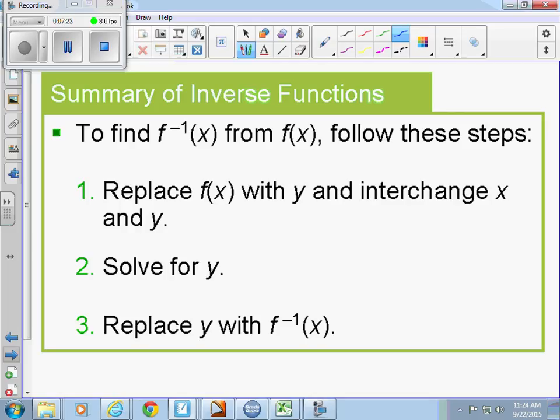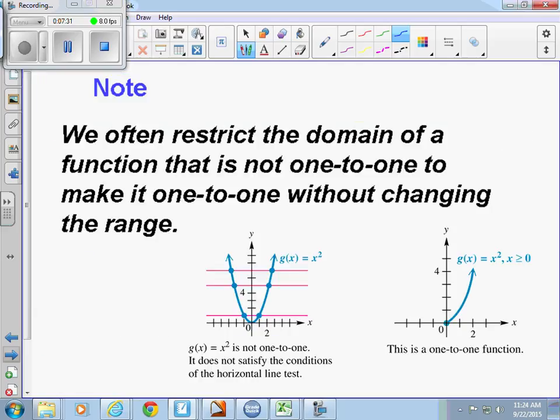I gave you this review just to help you understand trig inverse functions. You don't have to do any of this with trig inverse functions, but it's just to help your understanding a little bit.